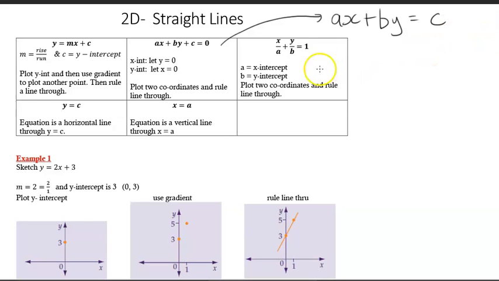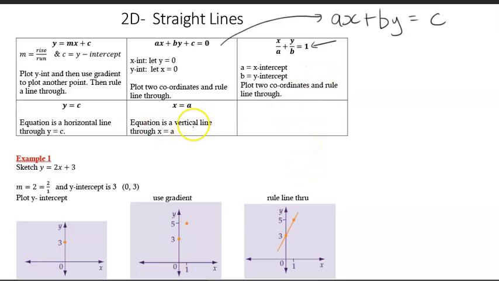Another format which you might have seen in exercise 2C, which we've looked into, is x over a plus y over b is equal to 1. A and b are your x and y intercepts respectively, and then again, once you've got your a and your b, you plot these 2 coordinates and then you rule a line through them. Now this is assuming that this here must be equal to 1. If it's equal to another number, you have to somehow force it to make it equal 1, and also provided that the coefficients in front of x and y are 1.